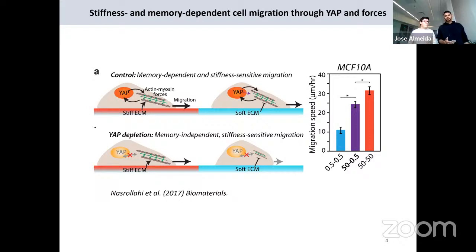I think right now what we kind of mean is the behavior on stiff and behavior on soft is influenced by their past environment. So as they go from the stiff environment to soft environment, they continue to migrate fast. Like this was a paper.